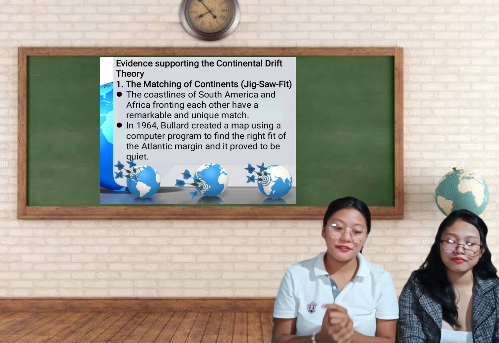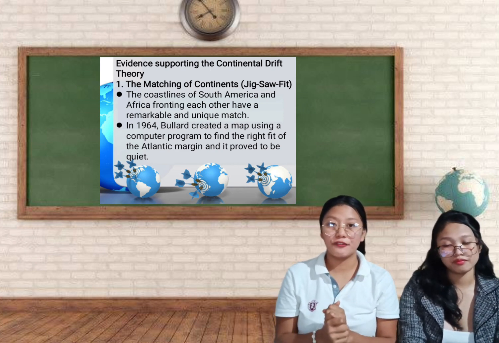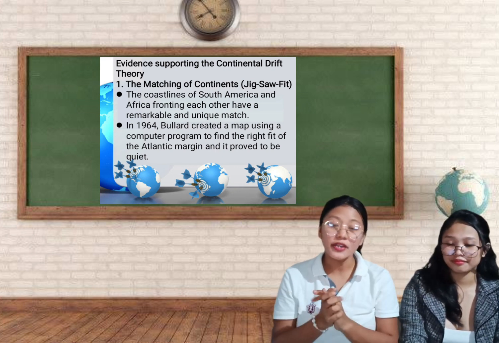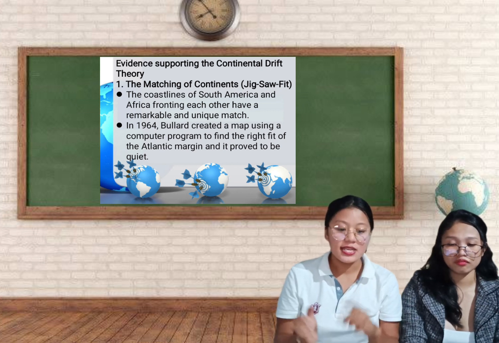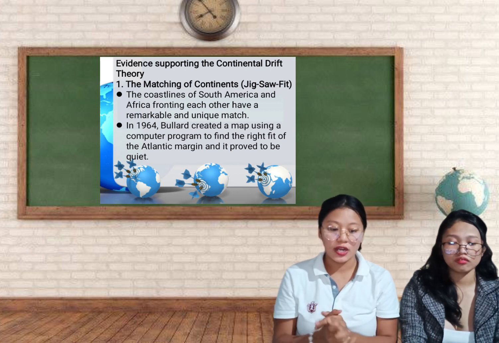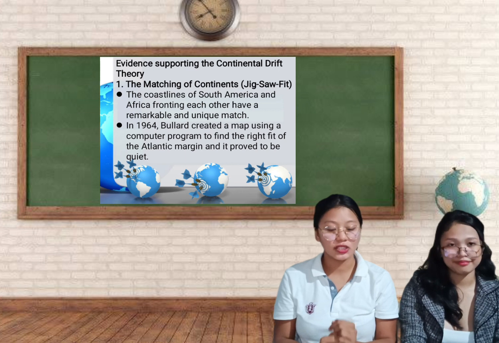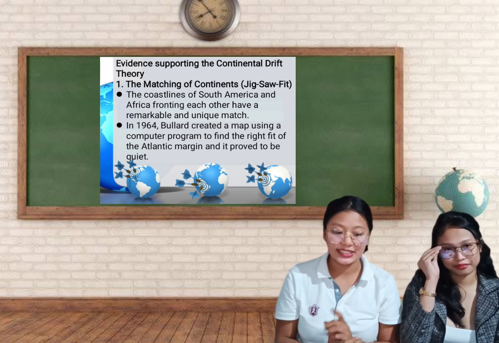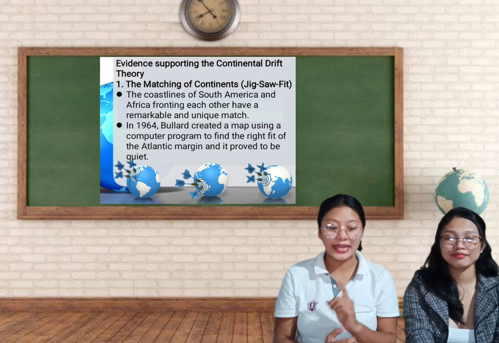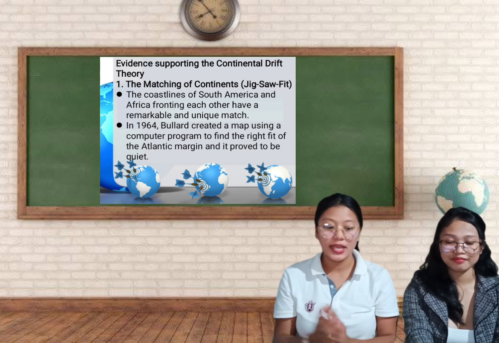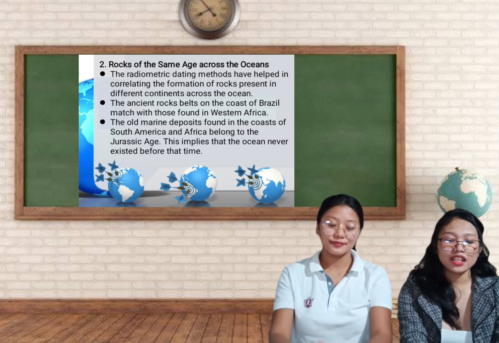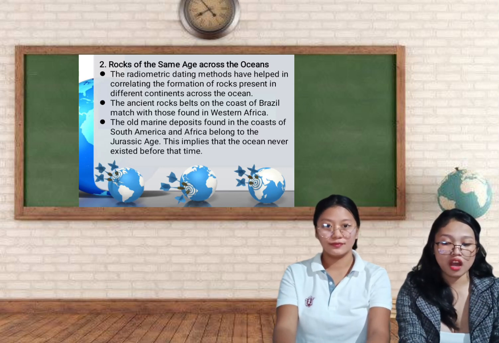So, there are evidences supporting the continental drift theory. First is the matching of continents, or called jigsaw fit. The coastlines of South America and Africa fronting each other have a remarkable and unique match. The next is in 1964, Bullard created a map using a computer program to find the right fit of the Atlantic margin, and it proved to be quite accurate.